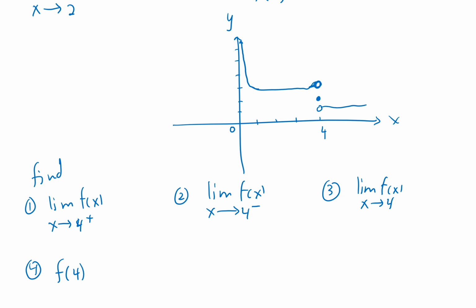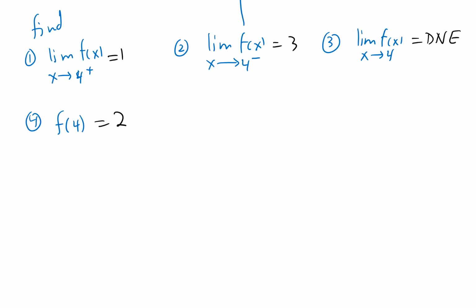First one, the limit as x approaches 4 plus is 1. 4 minus, from the left side, is 3. So this one does not exist, but this one is 2. I hope everyone got the same answer.